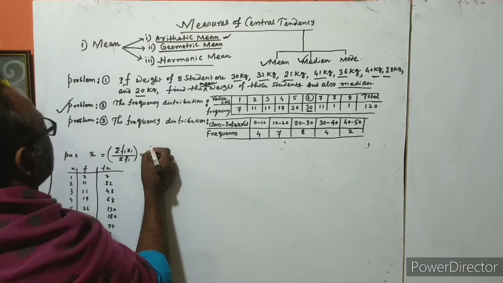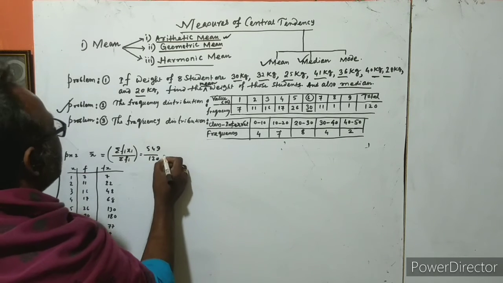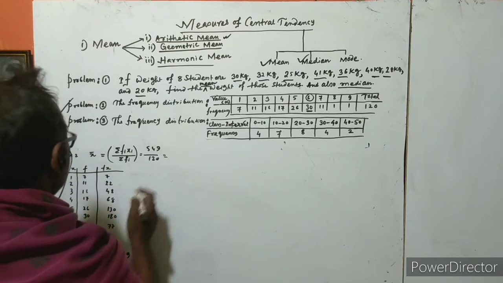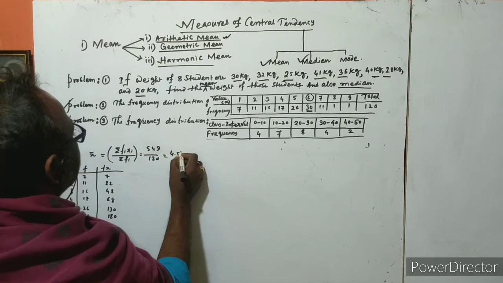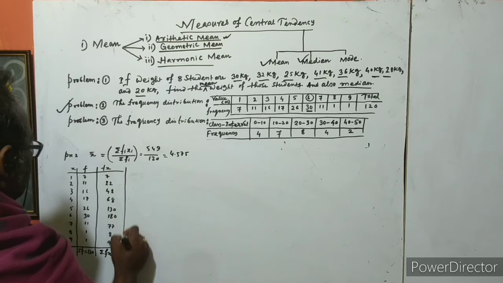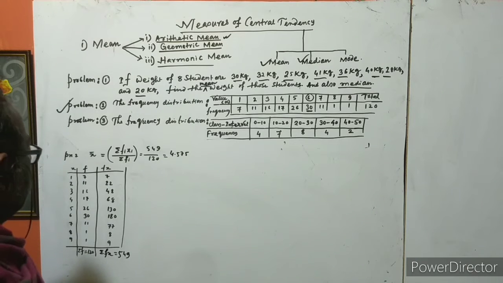And that is equal to 549 divided by 120. This is 4.575. Okay, this is the simple method. Just the formula here is use summation x bar is equal to summation fx by sum of frequency.